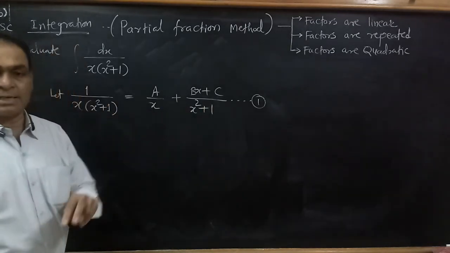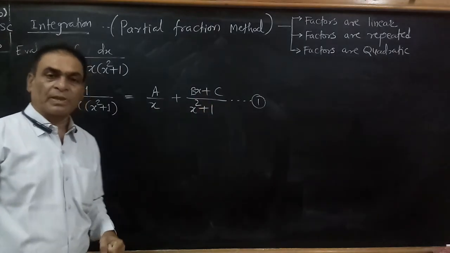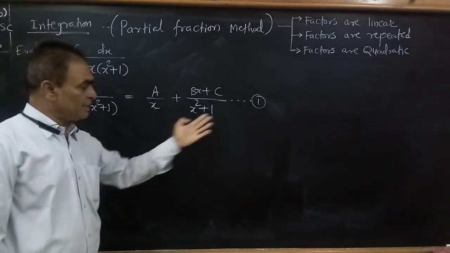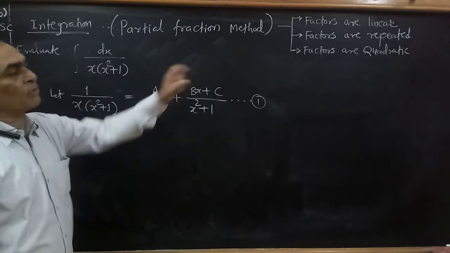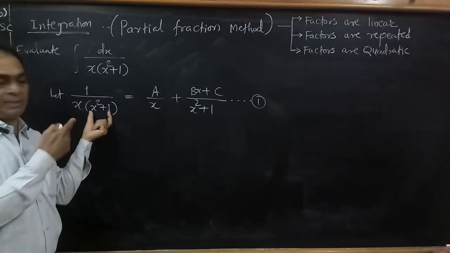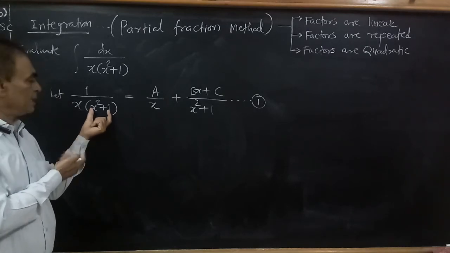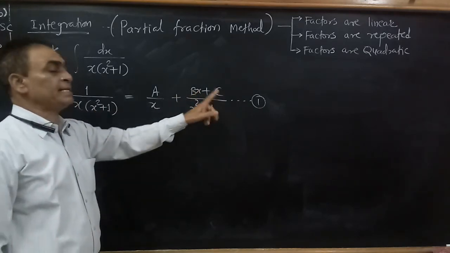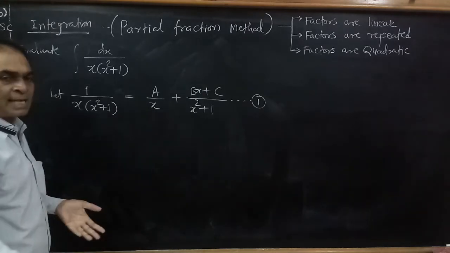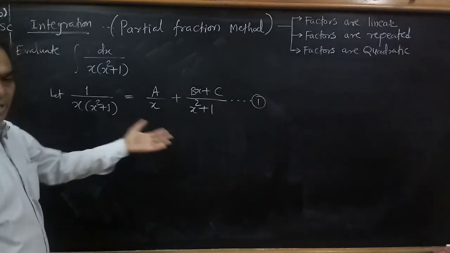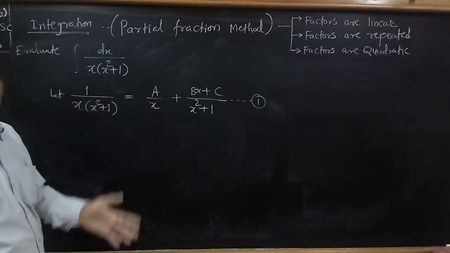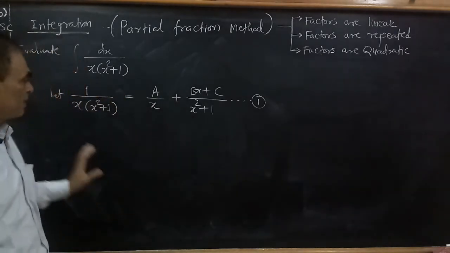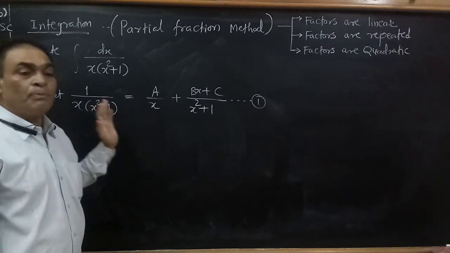If factors are linear, only one constant is there. If factors are repeated, a single constant, but the steps increase. And what about when factors are quadratic? Irreducible quadratic. You can't find the factors of these quadratic terms. Okay, that's why here two constants are there, b and c. Then the procedure is as usual: equalize the denominator, compare, write down equation number 2, find out the values, put the proper values in the proper place, and integrate both sides. The procedure is the same, similar to when factors are repeated.